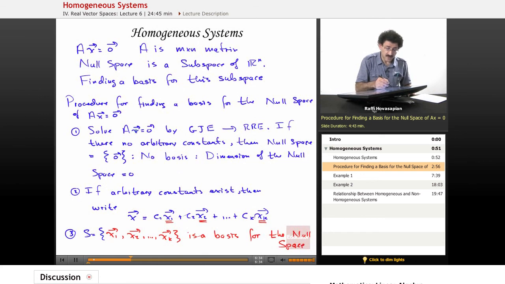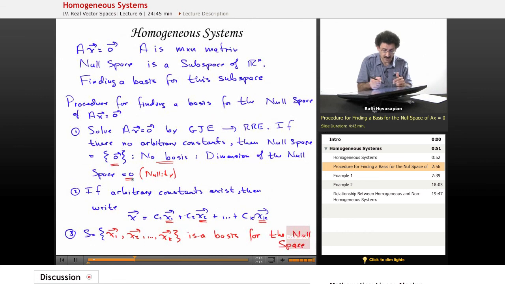So again, what we do when we want to find the basis of the null space of a homogeneous system, we solve the homogeneous system with reduced row echelon form. We check to see if there are columns that don't have a leading entry. If all the columns have a leading entry, there are no arbitrary constants, our null space is the zero vector, it has no basis, and the dimension of the null space, the nullity, equals 0. Nullity is the dimension of the null space, in other words, the number of vectors that span that space.